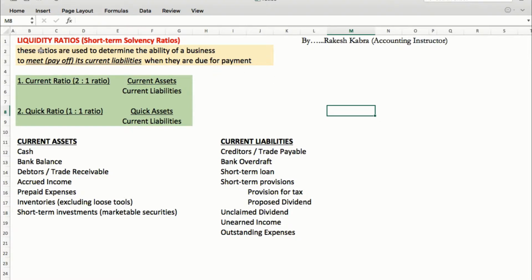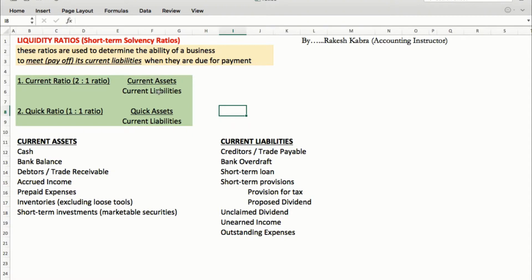So this is the objective of liquidity ratios. And to compute the liquidity of a business, we consider these two ratios: current ratio and quick ratio. Current ratio is also known as the 2:1 ratio, and the formula to compute current ratio is current assets upon current liabilities. And the formula to compute quick ratio is quick assets upon current liabilities.